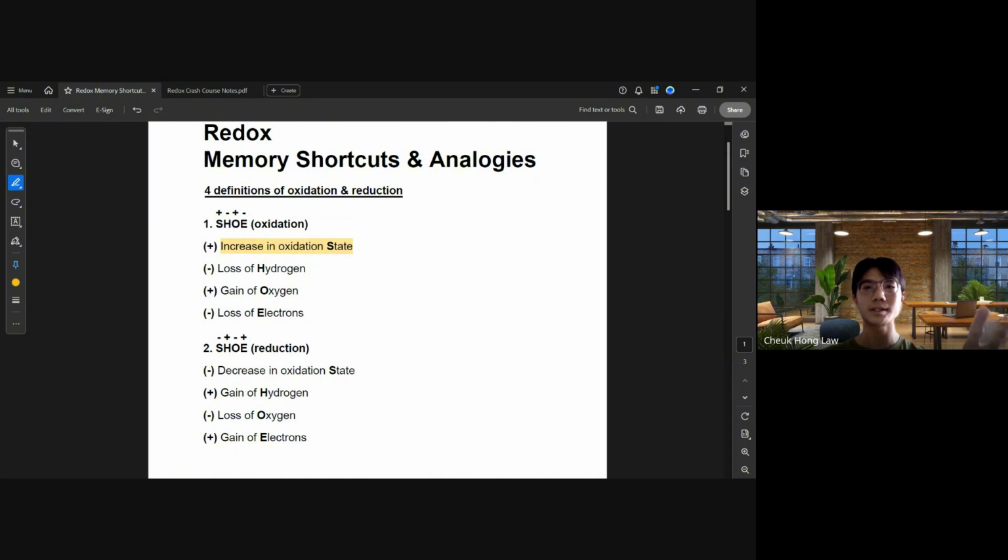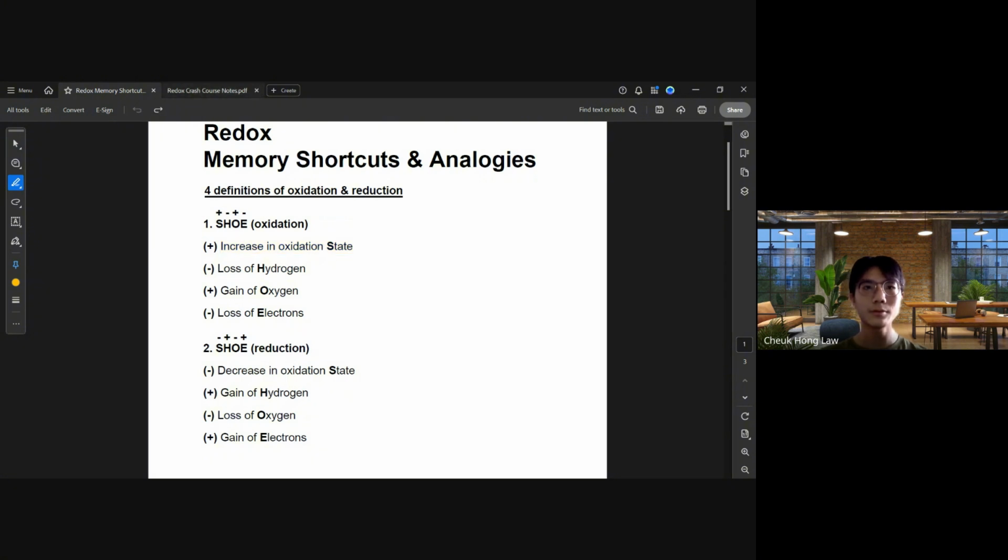S is for oxidation state. H is hydrogen, O is oxygen, and E is electrons. So that is what SHOE stands for. A plus means there's an increase, a gain, and minus means there is a loss, a decrease. So a plus above S means there is an increase in oxidation state.